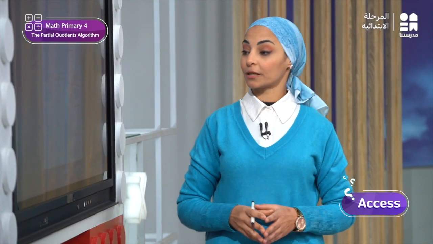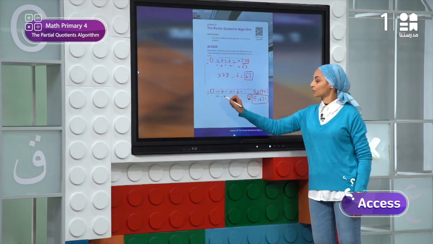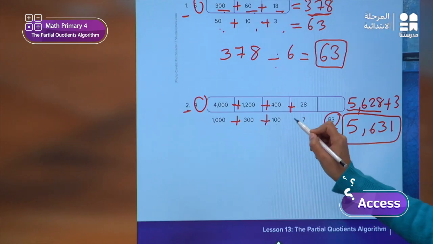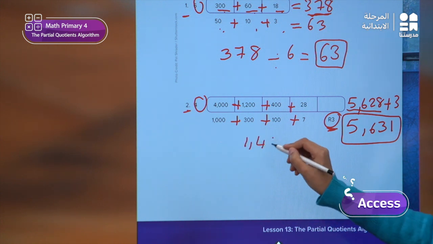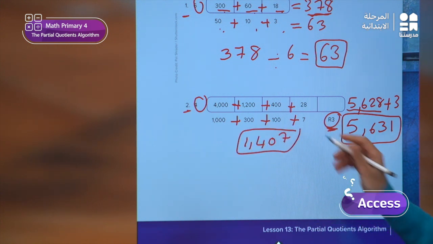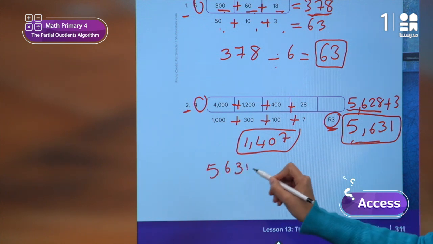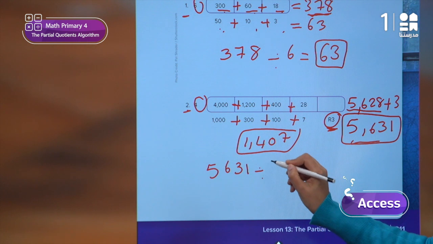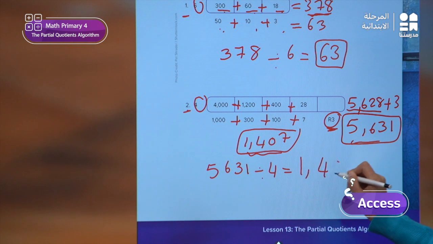Well, what about the divisor? Here, as you see, the divisor is 4. So, to find the quotient, what should I do? Yes, I will add the numbers outside the area model, which are 1,000 plus 300 plus 100 plus 7. So, the quotient is 1,407, and this is the quotient. So, what is my equation? Yes, I will write the biggest number, 5,631, divided by the divisor, which is 4, and the answer or my quotient is equal to 1,407.